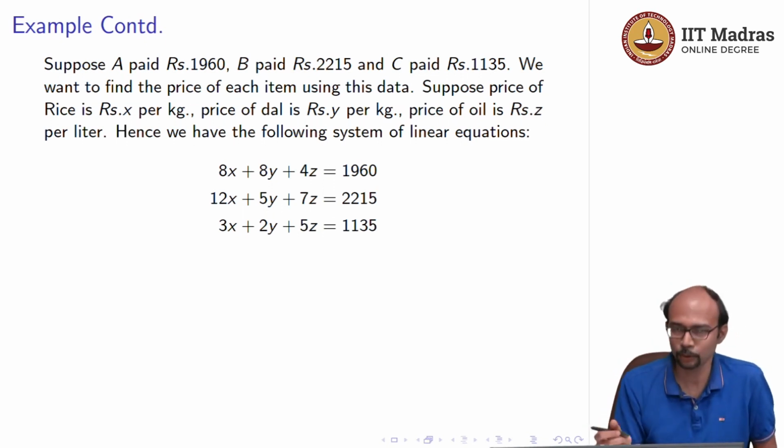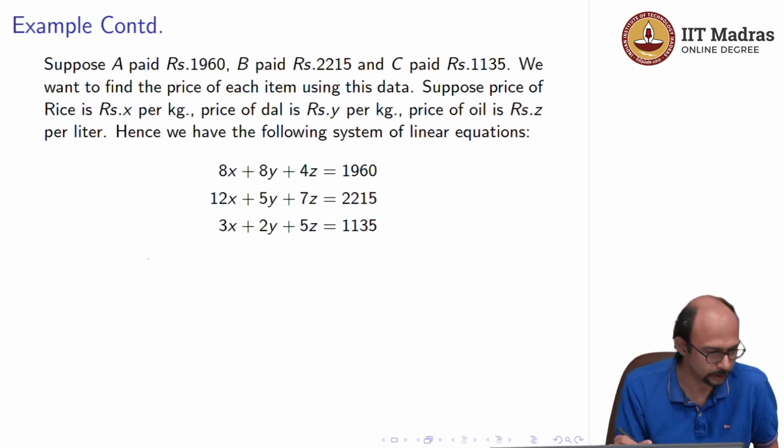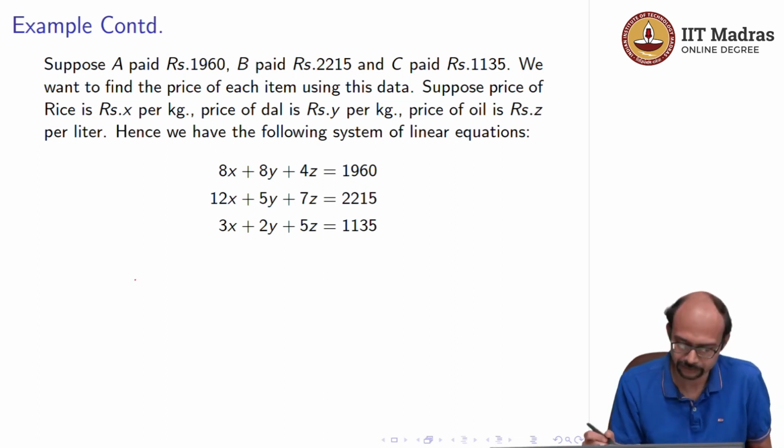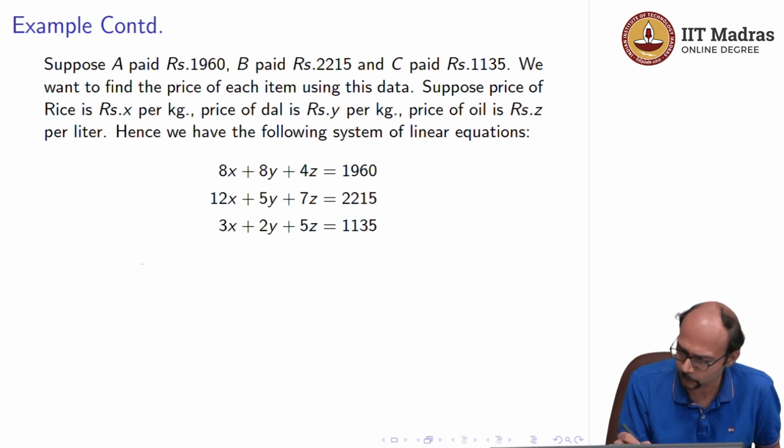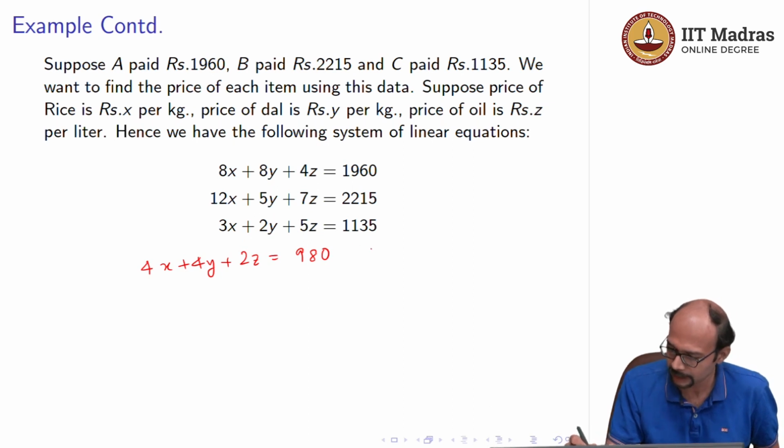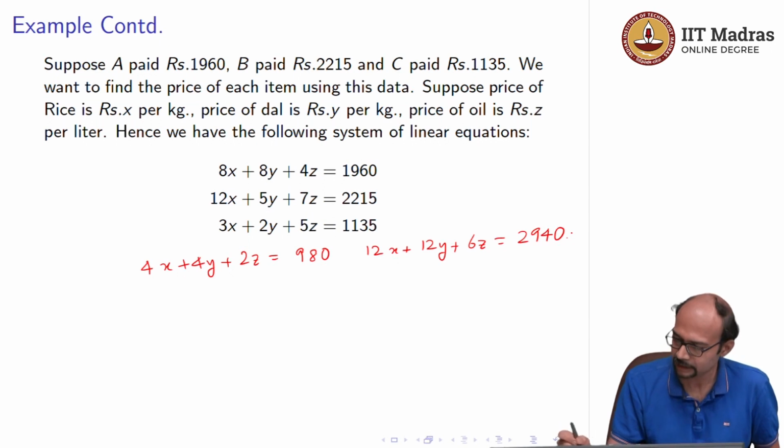Okay, so I'm going to quickly solve this. I think many of you may have solved such things in school. So how do we solve this? Maybe we can take the first equation and divide it by 2. If you do that, we get 4x plus 4y plus 2z is 980. This is the first equation divided by 2. And then we will multiply this new equation by 3 so that I get a 12x. So 12x plus 12y plus 6z is 2940.